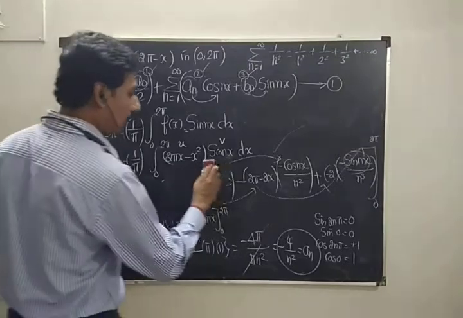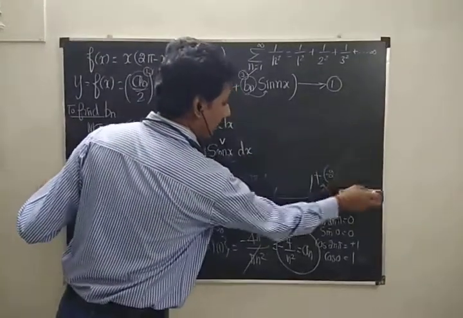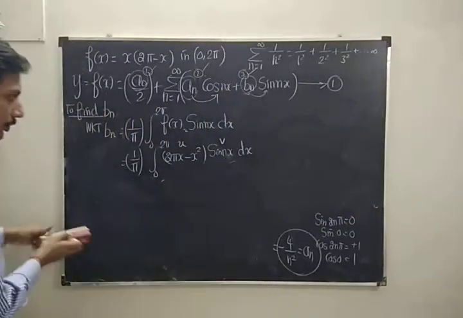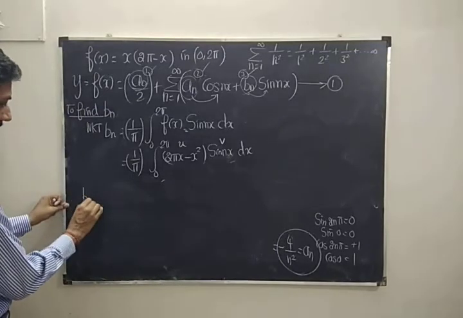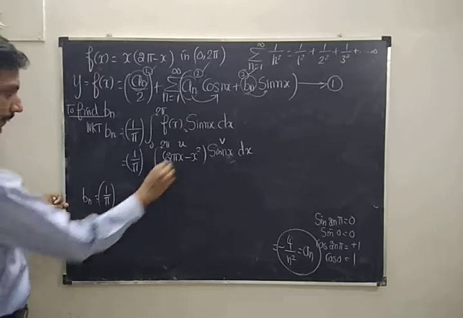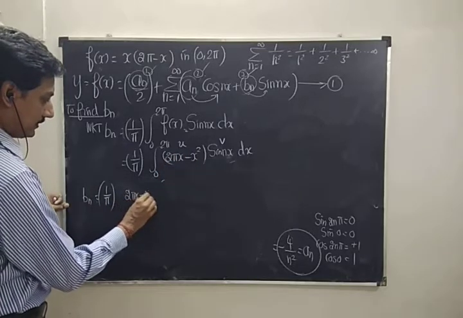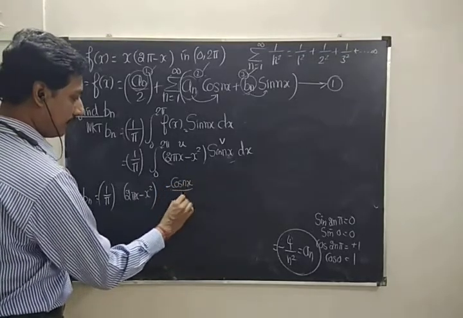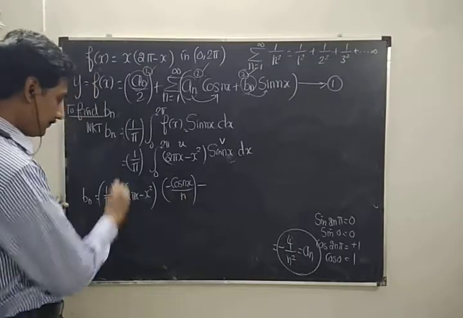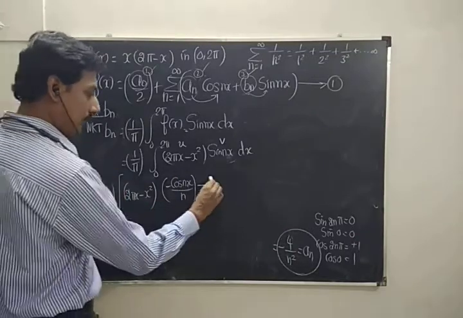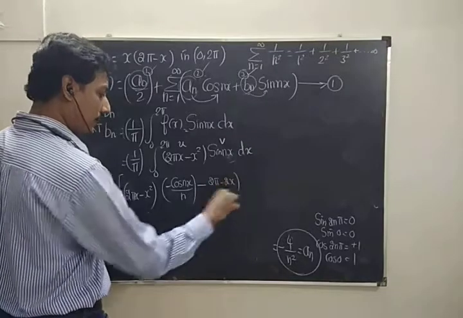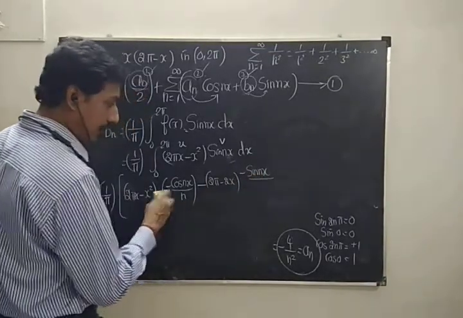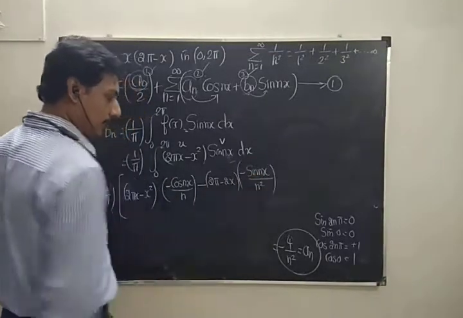Now apply the Bernoulli formula in this step. u v. So Bn is equal to 1 by pi, u is 2 pi x minus x square, into sin nx integration is minus cos nx by n. Minus, formula minus, 2 pi x minus x square differentiation is 2 pi minus 2x. Cos nx integration is plus sin nx, but minus already there. One more n, so n squared, the denominator.